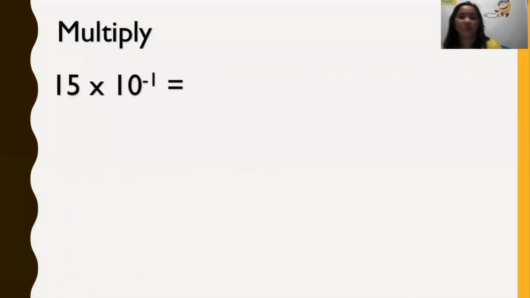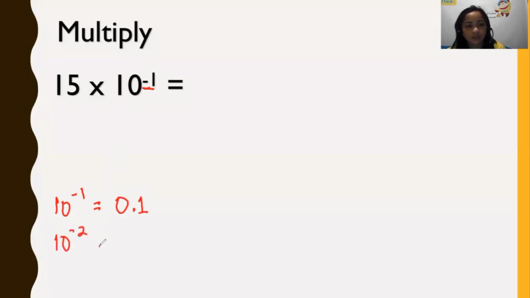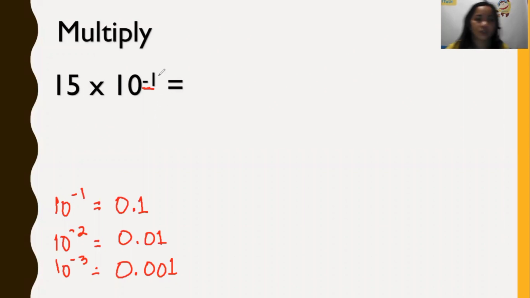Now, gamitan natin siya ng exponent. Ayan. So, kung mapapansin nyo kanina, nag-exponent din tayo doon. So, here, we have your negative exponent. Ang ibig sabihin ng 10 raised to negative 1, that is 1/10. At ang 10 raised to negative 2, that is 1/100. At ang 10 raised to negative 3, that is 1,000ths.